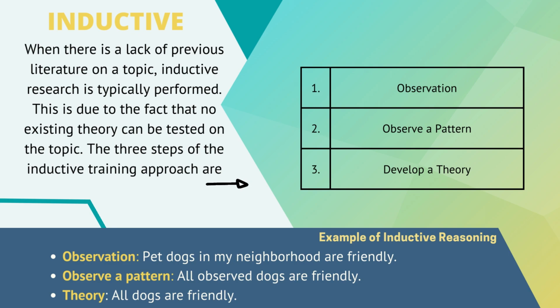Now look at an example of inductive reasoning. Observation: pet dogs in my neighborhood are friendly. Observe a pattern: all observed dogs are friendly. Theory: all dogs are friendly.